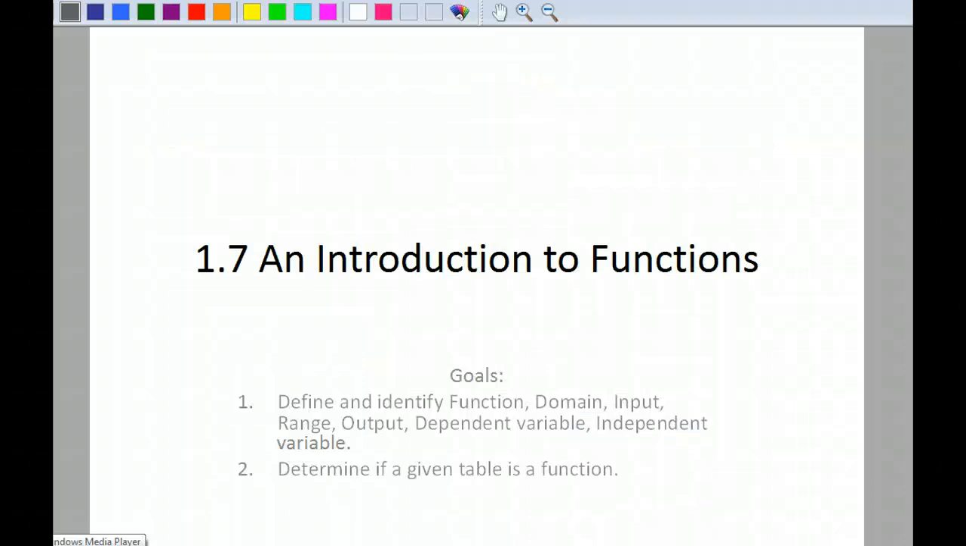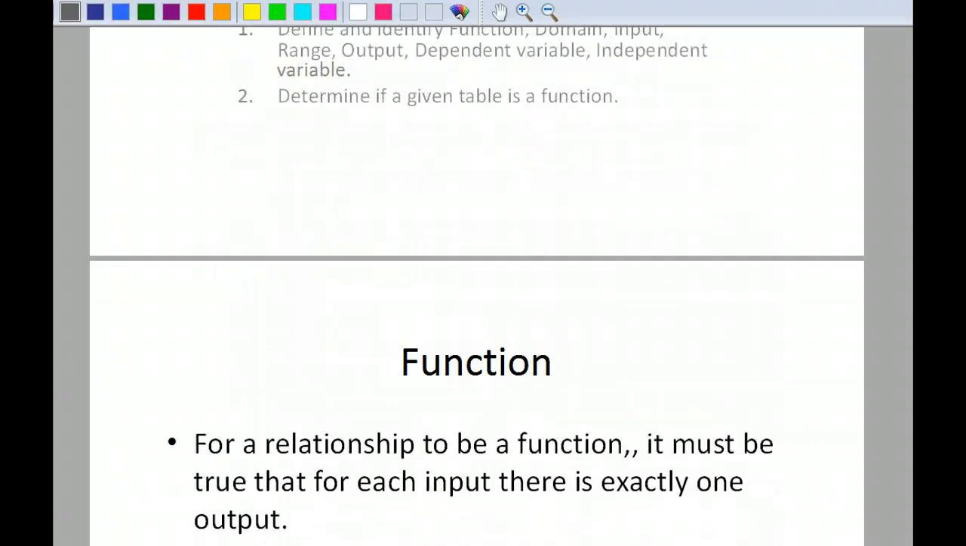Okay, this is lesson 1.7 in Introduction to Functions. When we finish, I want you to be able to identify a function, domain, input, range, output, dependent variable, independent variable, and I also want you to determine if the given table is a function.